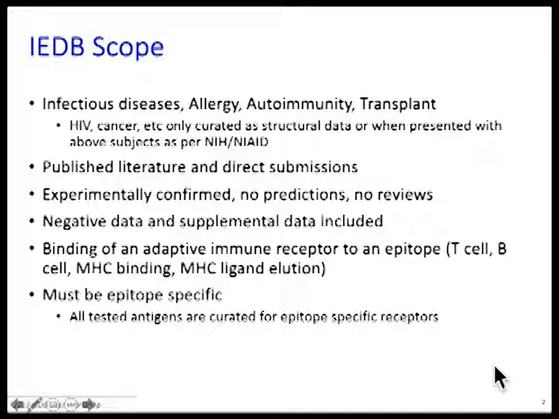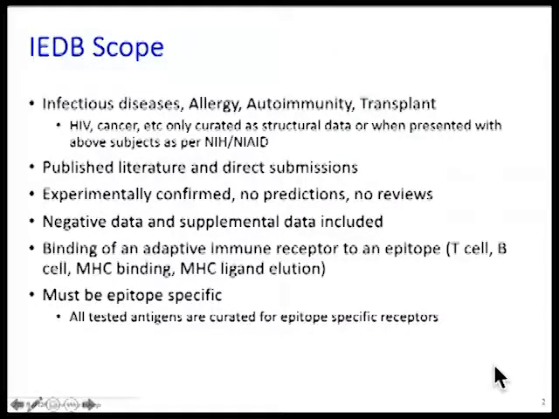And we do include negative data and supplemental data. So a lot of data is in the supplemental tables of a paper. We will include those, and as Nima showed on the Immunome browser, you really need the negative data to give you the full picture, so you know it's already been tested and was negative.